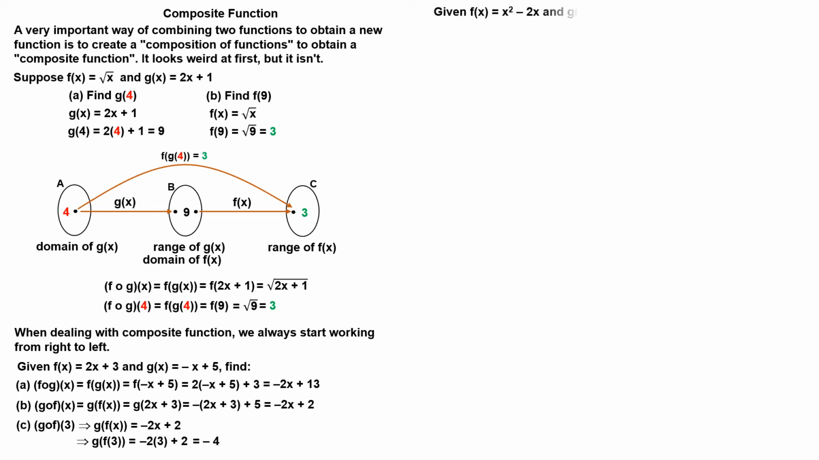Given f of x equals x squared minus 2x and g of x equals 3x plus 2, find f composed with g of x. Start by rewriting the notation to be more intuitive. Replace g of x with 3x plus 2 in the composition. Now look at the function f, and whenever we see x, we replace x with 3x plus 2 and perform any needed simplifications.